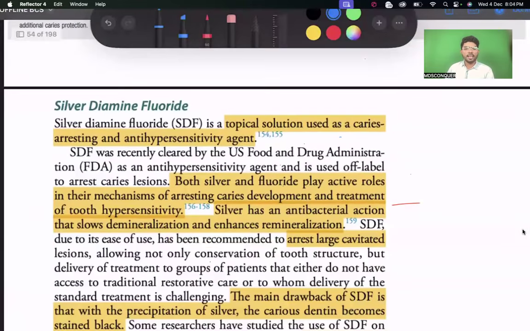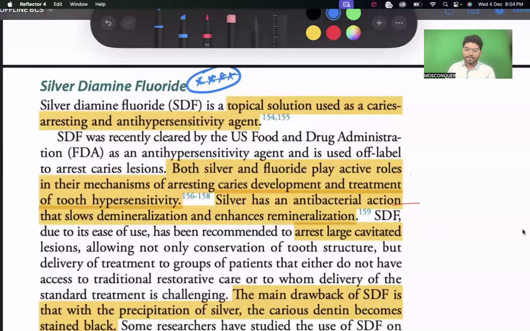So I told you, right, SDF. SDF is very important, a trending topic in the last 5 years of NEET and INICET. So let's read whatever is given in the textbook. SDF is a topical solution used as a caries arresting and anti-hypersensitivity agent. So it not only stops caries, it can also be used as a dentinal hypersensitivity agent. Both silver and fluoride play an important role in their mechanism of arresting caries and treating tooth hypersensitivity. We have discussed that.